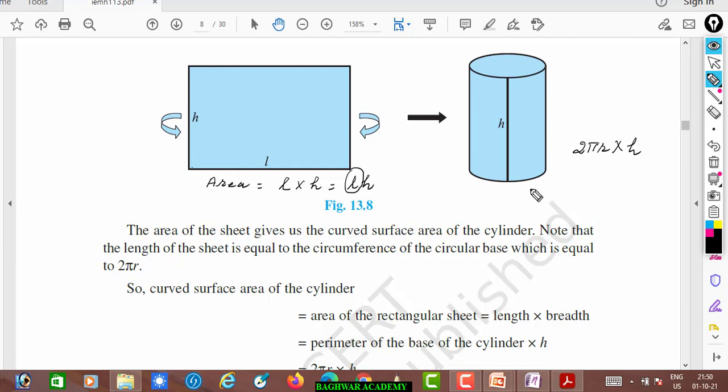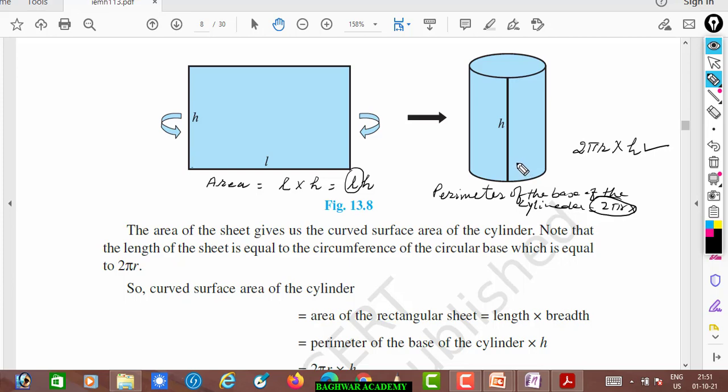So finally you have got the perimeter of the base of the cylinder, or you can say the circumference of the base of the cylinder, and that is equal to 2 pi r, and into h. The height of the cylinder will be h. So if you multiply this 2 pi r by h, you get the lateral surface area of the cylinder.